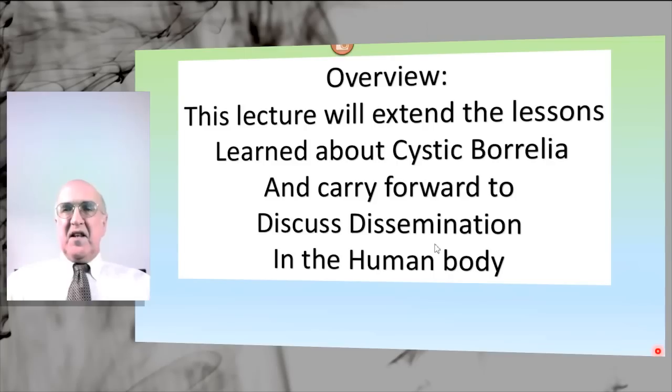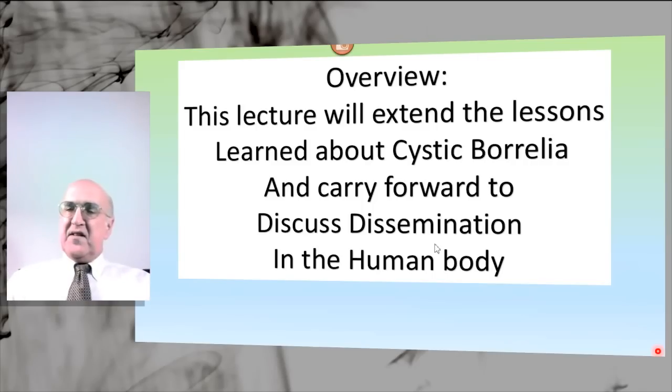So it goes from the blood of the small mammal, which is a reservoir, or the deer, which is a reservoir, to the human mammalian host. And during this time, cystic forms may appear, and we'll consider how they look under the microscope and what the variables are in terms of recognizing correctly cystic Borrelia.